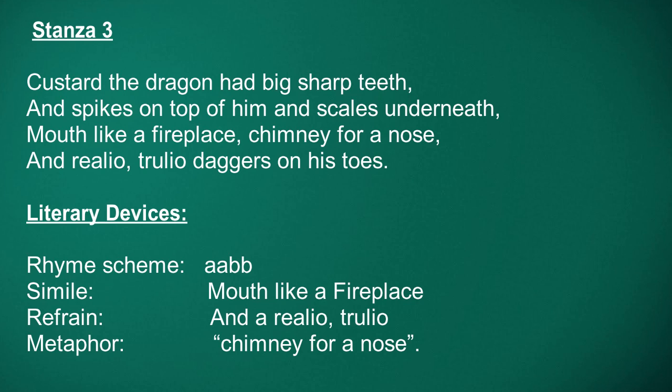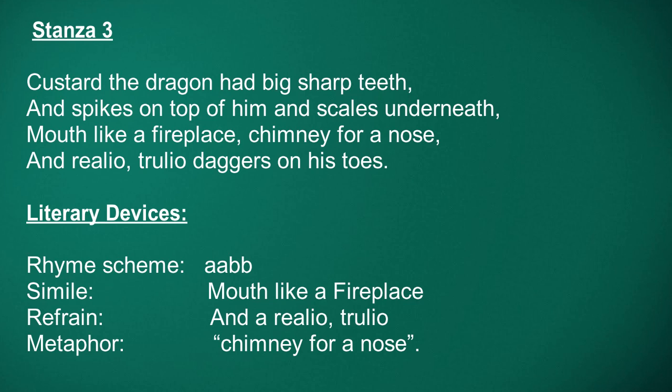Let us have a look at some of the difficult vocabulary used in this stanza. Spikes refers to thin pointed surface. Scales means thin bony plates that protect the skin of fish or other reptiles. Underneath means something that is situated directly below. Fireplace refers to a structure for an open fire, and dagger means a sharp knife.